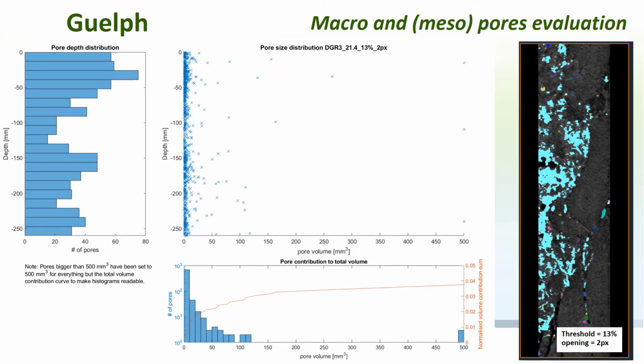This is the result we get for the Guelph sample once an adequate threshold is selected. In the Guelph sample, very small pores, 10 cubic millimeters and smaller, are very abundant. But the contribution of very large pores, 500 cubic millimeters and higher, is definitely the major contributor to porosity, representing 96% of the total pore volume.